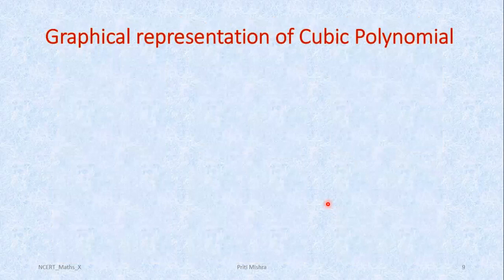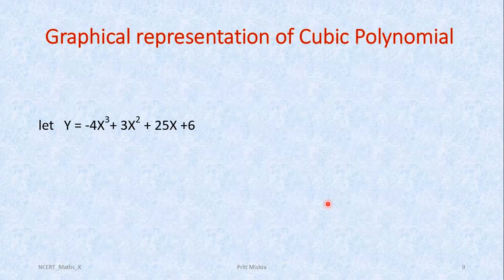Now let's have the graphical representation of cubic polynomials. So let's take a cubic polynomial: y equals minus 4x cubed plus 3x squared plus 25x plus 6. In the same way, we need to make a table with different values of x and the corresponding values of y. Here I have taken 1, minus 1, 2, minus 2 for x, and these are the corresponding values of y: 30, minus 12, 36, and 0.